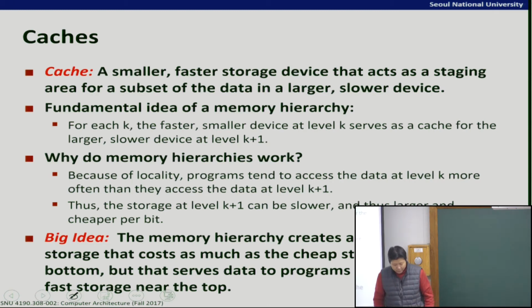So the memory hierarchy creates a large pool of storage that costs as much as the cheap storage near the bottom, but that serves data to programs at the rate of the fast storage near the top. Okay. That's the big idea.